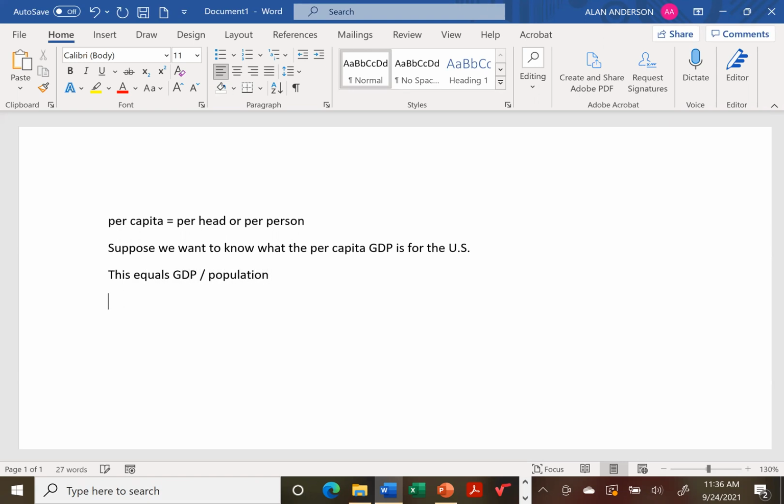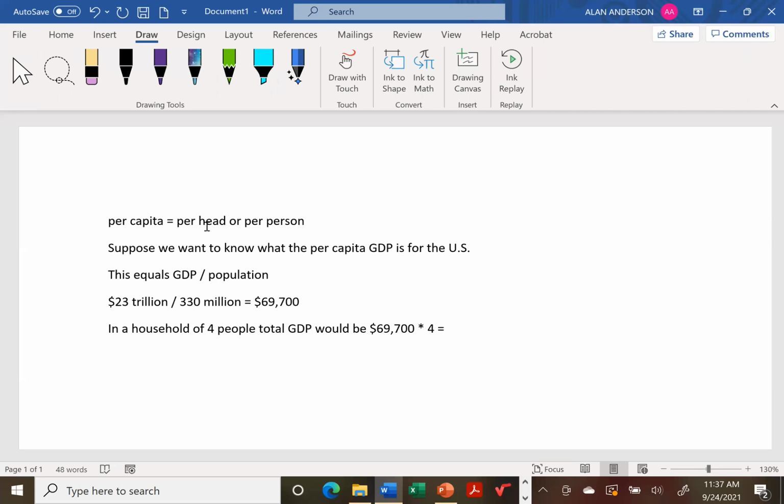over population. So you've got $23 trillion, let's say, over, let's say, 330 million. Let's see, what does that equal to? Let me find a calculator. That works out to almost exactly 69,700. So that means in a household of 4 people, the GDP would be, so in other words, if you pretend that everybody produces exactly the same amount of GDP, that means this household accounted for $788 of that GDP.